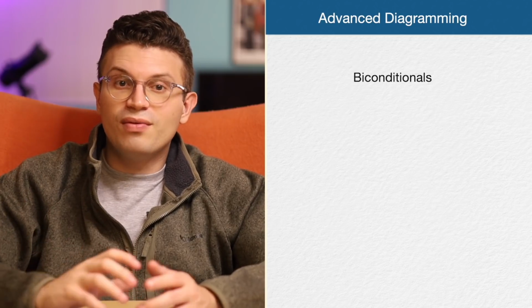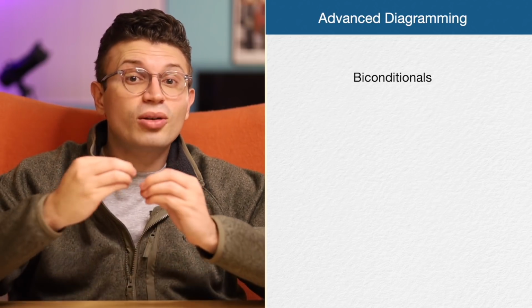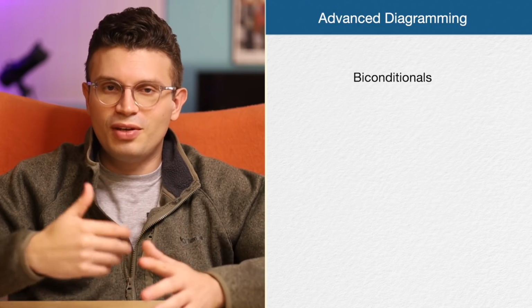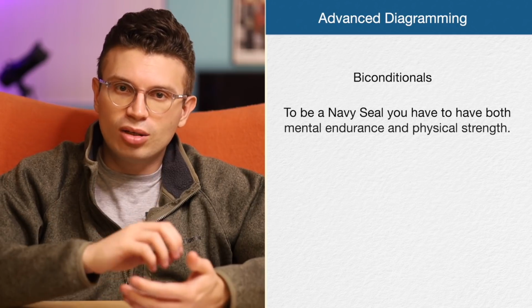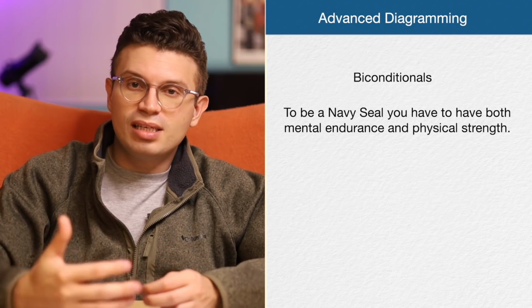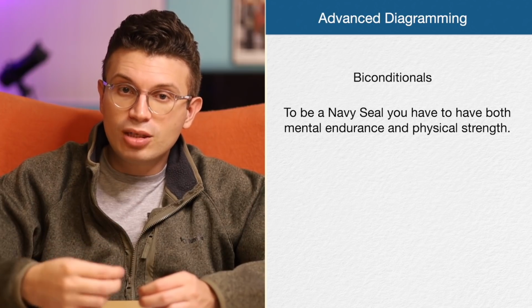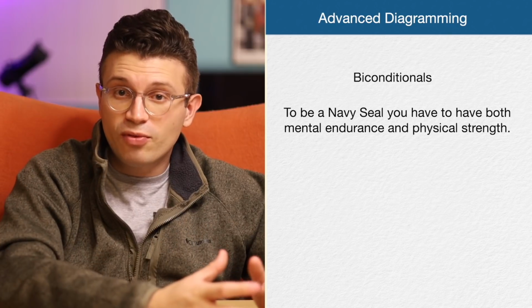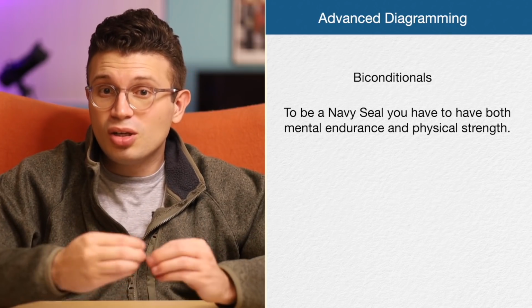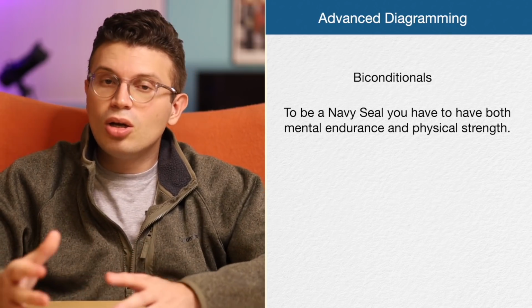Last but not least, we have the fabled biconditionals. These are conditional statements that have multiple sufficient and/or necessary conditions. So I've got an example. Let's get into it and take a look. To be a Navy SEAL, you have to have both mental endurance and physical strength. All right, so let's use that same momentum from the last example and ask ourselves, what can we guarantee? Look at it both ways.